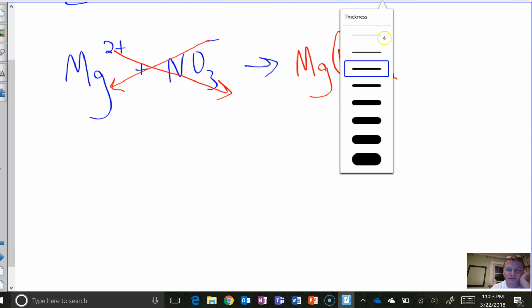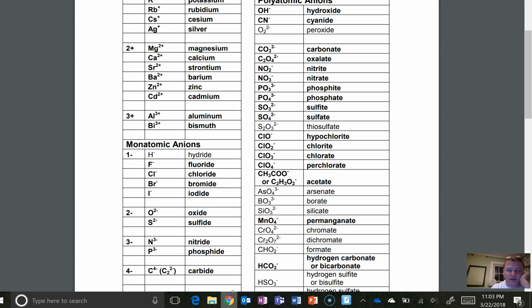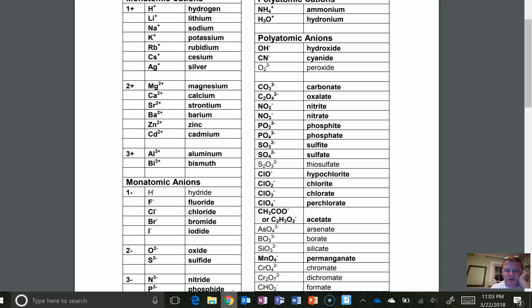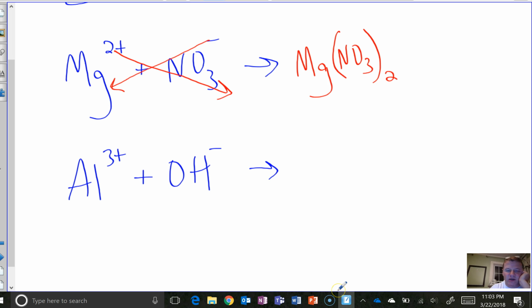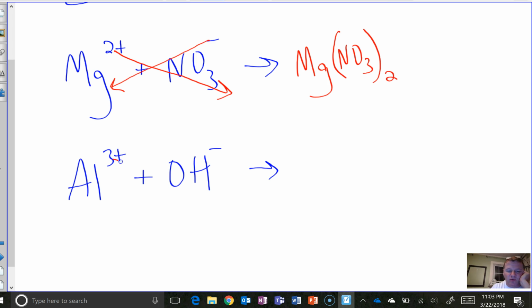Let's look at, say we have aluminum with a positive 3 charge plus hydroxide with a negative 1 charge. Okay, and hydroxide's up here at the top of the list, OH with a negative 1. So here again, we've got unlike charges, positive 3, negative 1. So we're going to crisscross our charges. And we have aluminum, and then the understood 1 that has crisscrossed, and then hydroxide, and now this 3.